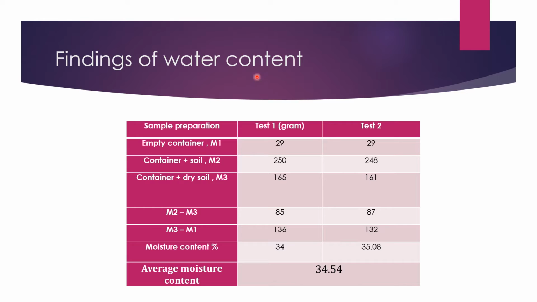These are the findings of water content. For the first experiment, I got 34% moisture content in the soil, and for experiment 2, I got 35.08%. So the average moisture content for this experiment that I got is 34.54%.